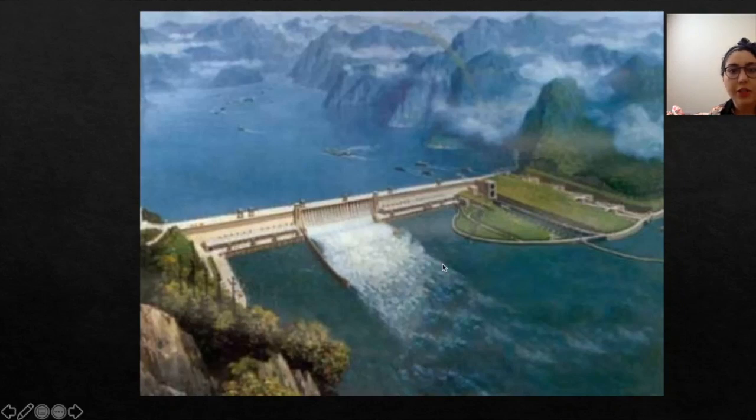The image you see here is of the largest hydroelectric dam in the world. It's in China and it's called Three Gorges Dam. A hydroelectric dam converts energy from moving water into usable forms of energy that our households need.